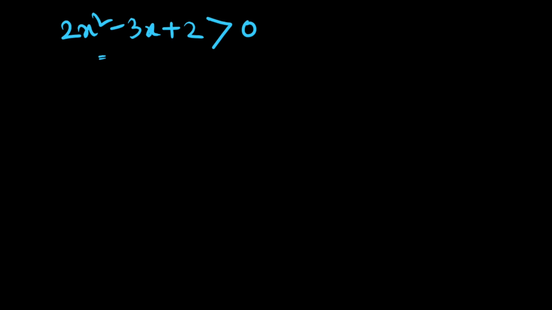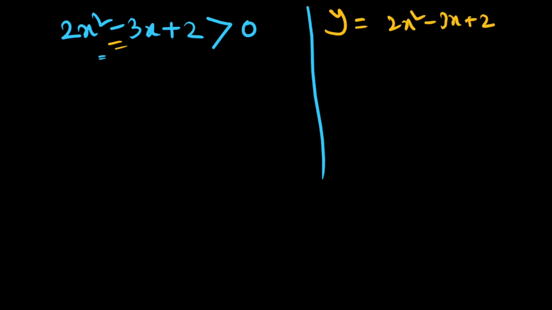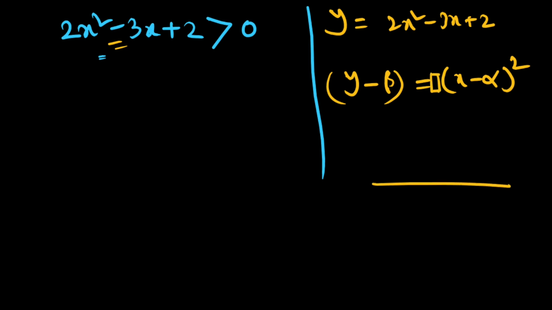If we write this term as y is equal to 2x square minus 3x plus 2, then we break it and we see that it is y minus beta equals something, and that is x minus alpha square. So we will get some constant here. If you see, this is the parabola and this alpha beta is the vertex. So it is like this.